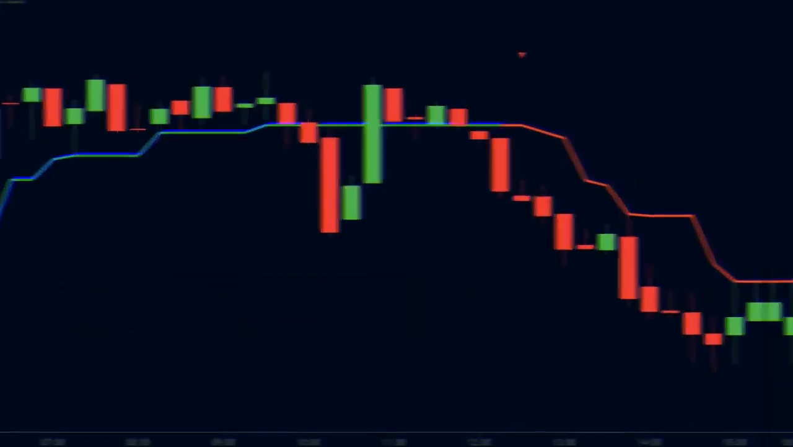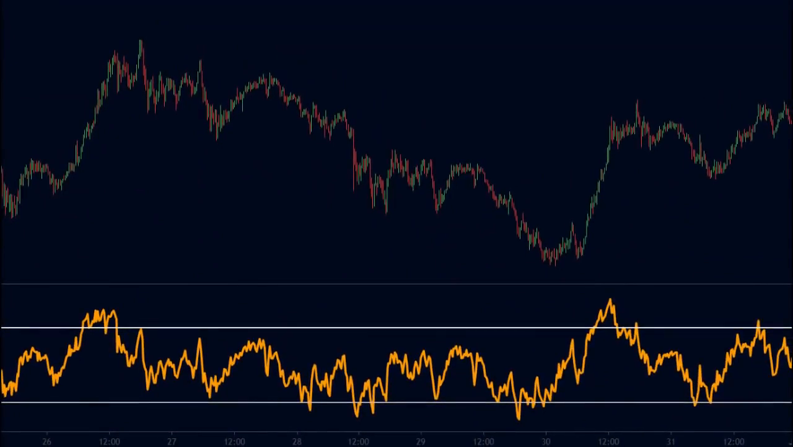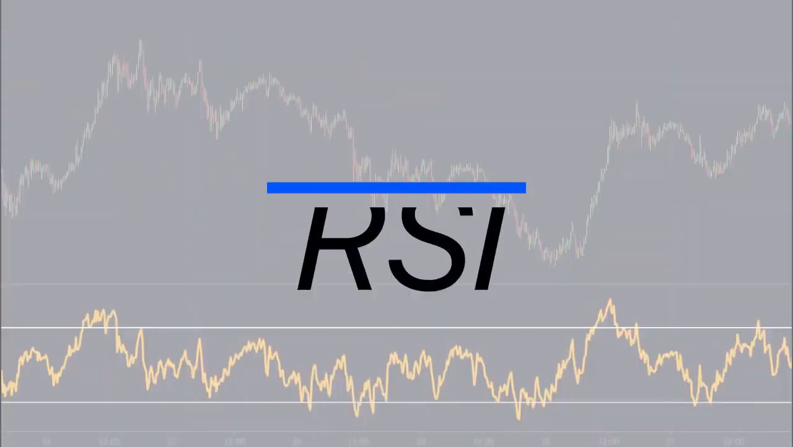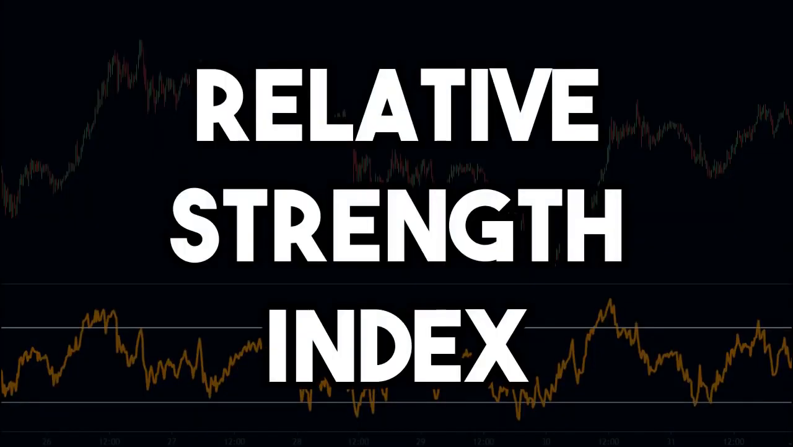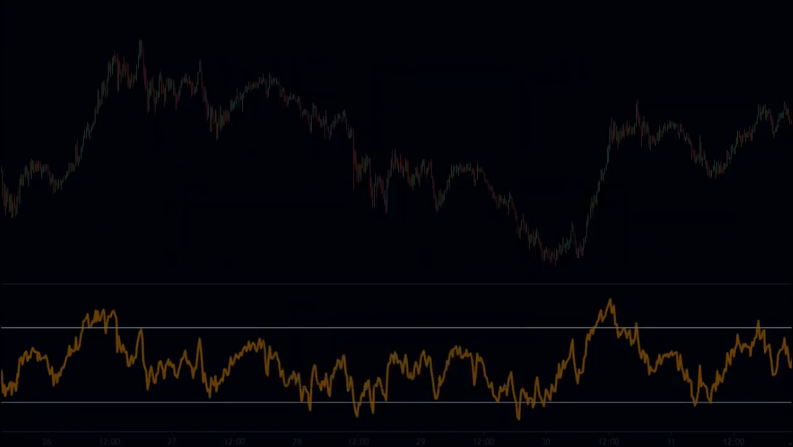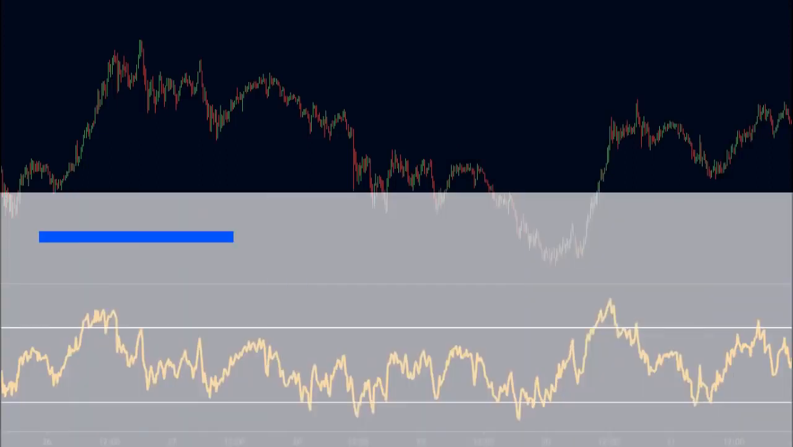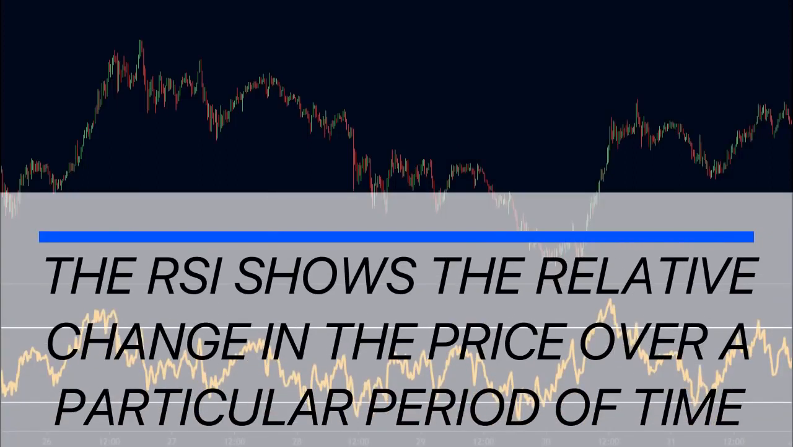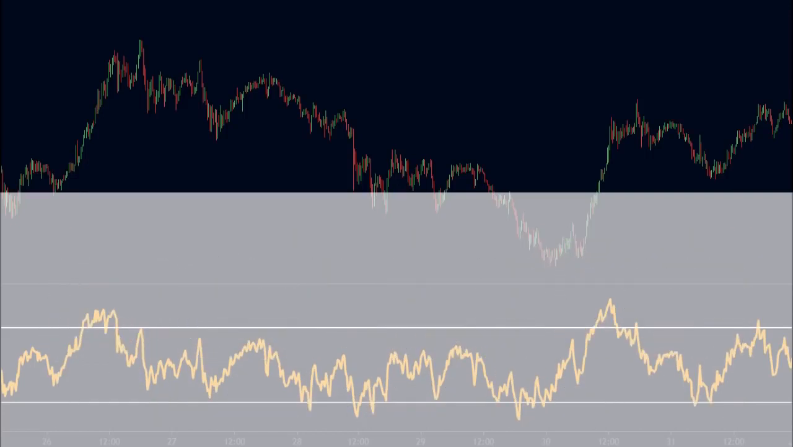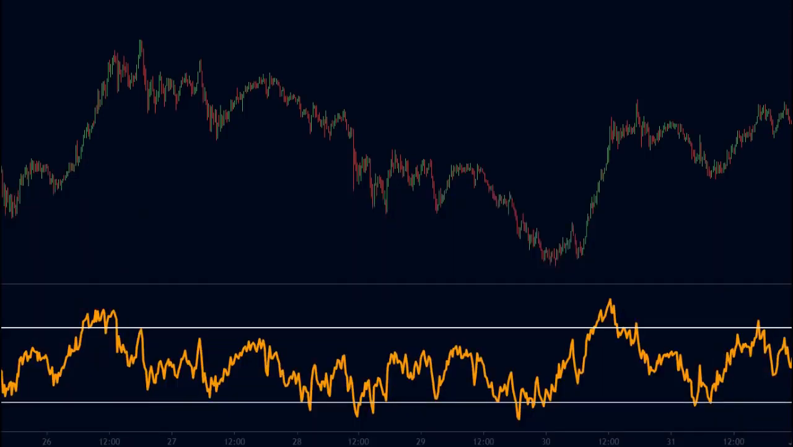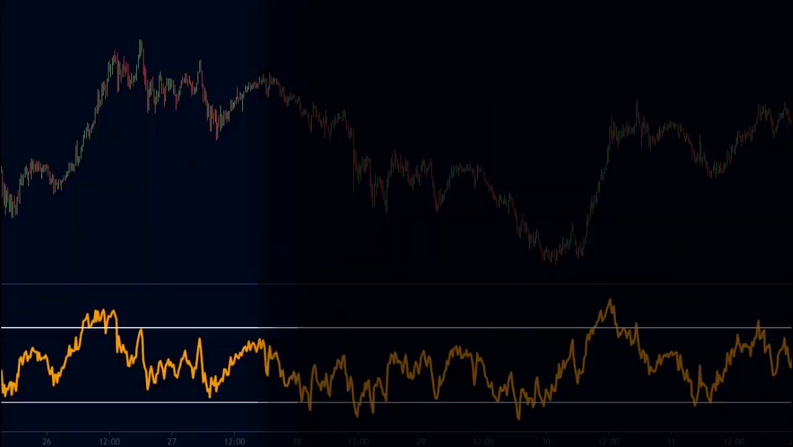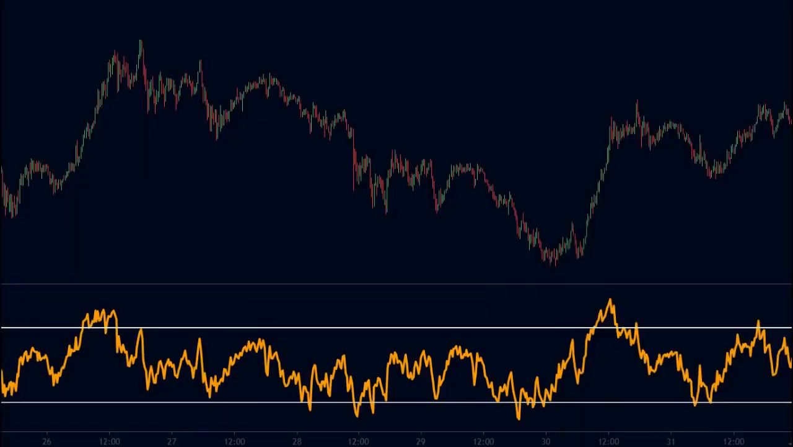Now let us talk about the second indicator that we will use in this strategy. That is the RSI indicator. The RSI stands for Relative Strength Index. As the name suggests, the RSI indicator shows the relative change in price over a particular period of time. The default setting for the RSI is a 14 period. Therefore, the RSI shows the relative change in the price over the last 14 candles.